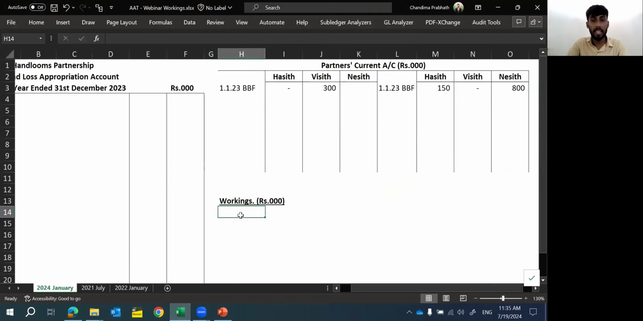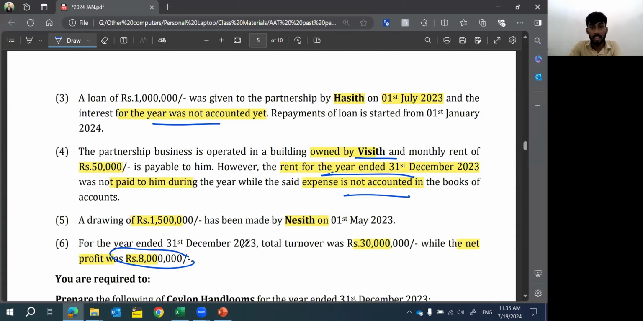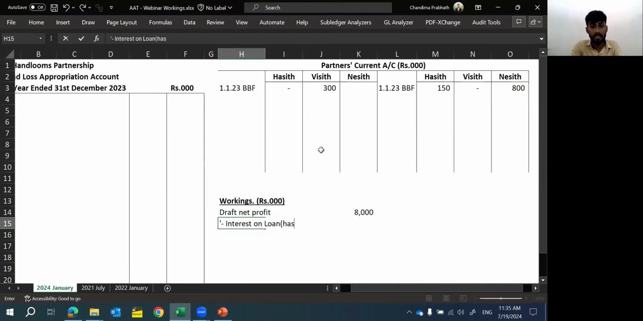So I am doing the working. I will put it as draft net profit. Draft means not correct. Draft net profit 8,000,000. We need to do two adjustments. The first adjustment is interest on loan. Who gave the loan? Hasit. Interest on loan for Hasit.